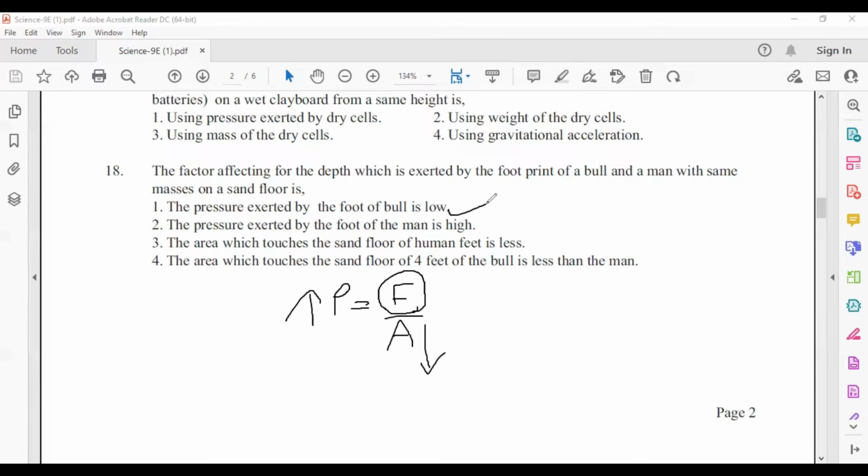It is correct. The pressure exerted by the foot of the man is high. It is also correct. The area which touches the sand floor of the human feet is less. It is also correct. The area which touches the sand floor of the 4 feet of the bull is less than the man's. It is incorrect. So there are 3 correct answers, 1, 2 and 3.